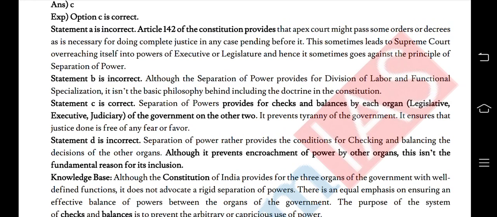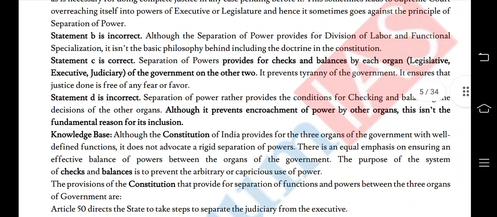Statement C is correct. Separation of powers provides for the checks and balance by each organ, legislative, executive and judiciary, of the government on the other two. It prevents tyranny of the government. It ensures that justice done is free of any fear or favor.